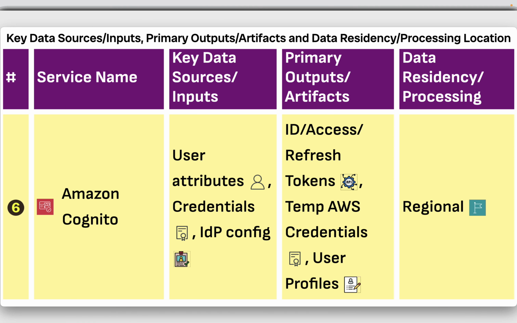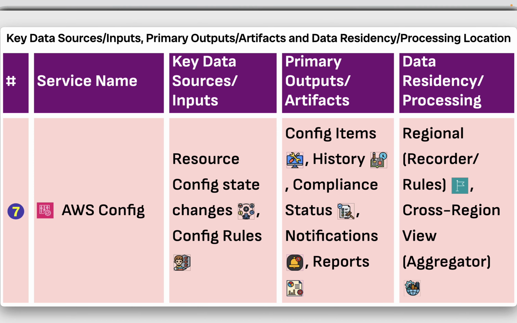Next, we have Amazon Cognito. Data sources are user attributes, credentials, and identity provider configs. And outputs are identity tokens, access tokens or refresh tokens, temporary AWS credentials, and user profiles. Data residency is regional.